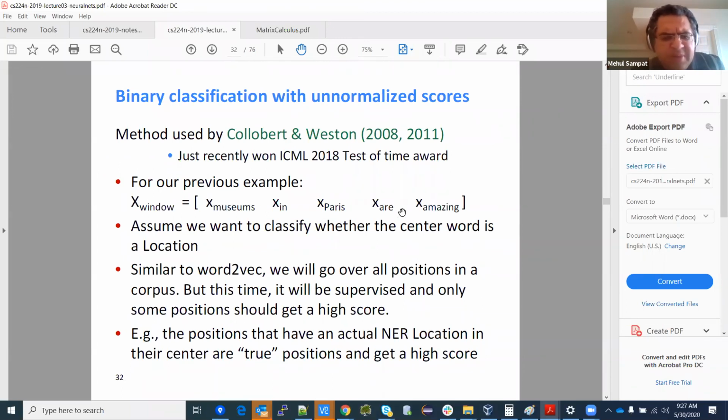And this is the paper that won the test of time award, right? So we basically want to classify whether this center word is a location or not, right? And we are now in the supervised learning context, right? So only some positions should get a high score, right? So this is basically if that word is a location, so you don't want a high score for "in" or "are," right?